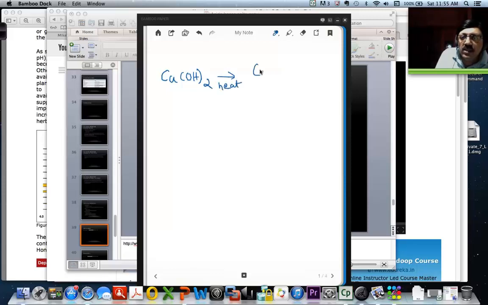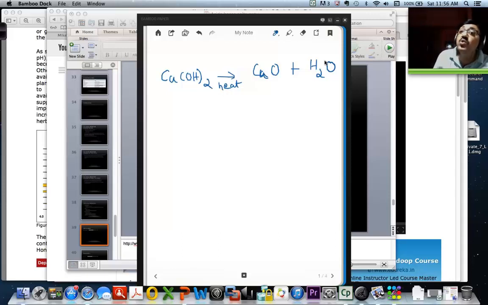That produces copper oxide and water. Copper oxide and water, right? Now I want to show you this reaction. It is not a very fast reaction. It takes a lot of time to happen, and you need to provide a lot of heat and so on, right?